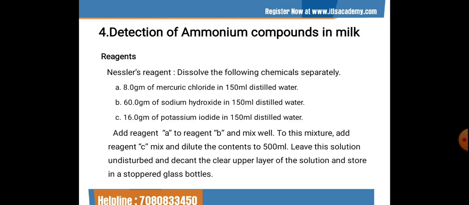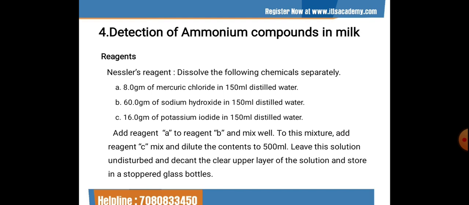Next is the detection of ammonium compounds in milk. Sometimes ammonium compounds are also added to milk, making it adulterated. For that we have to prepare Nessler's reagent, and by using Nessler's reagent we can detect the presence of ammonium compounds if they are present in the milk.